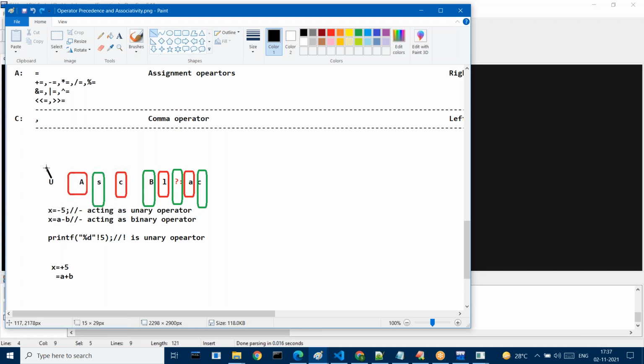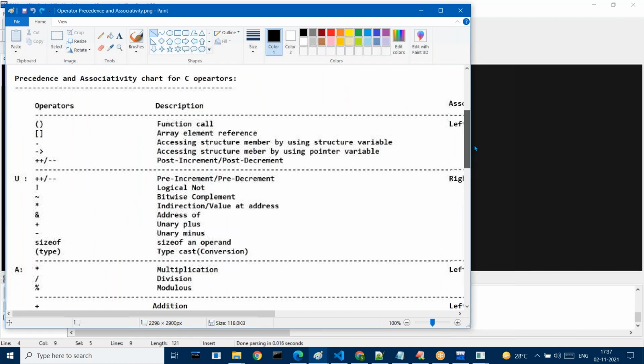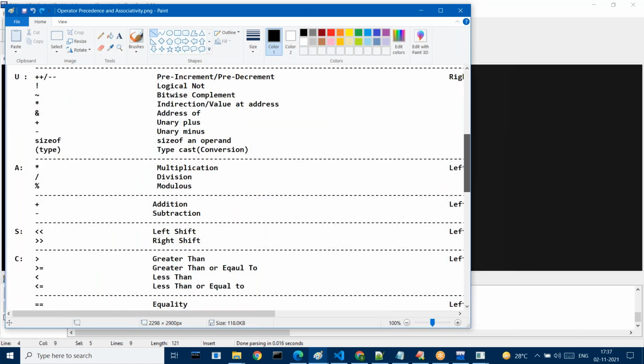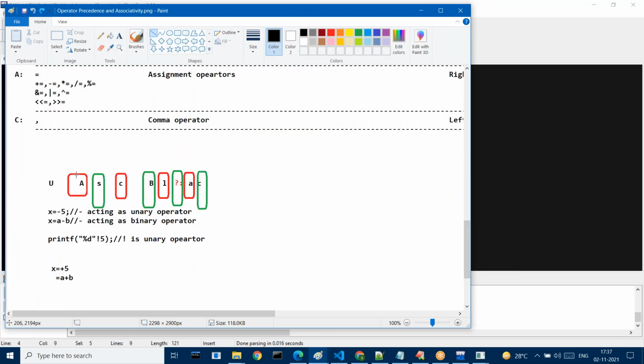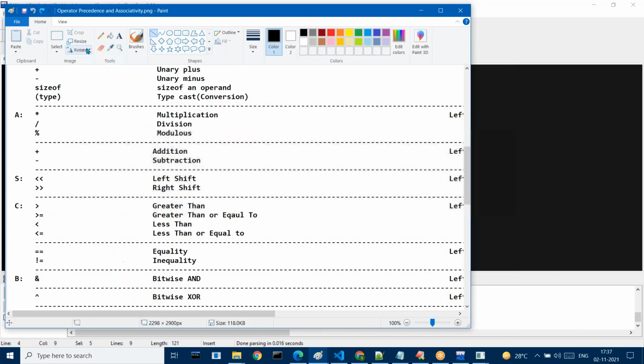What is this U? Unary operator. What are the unary operators? We already practiced: pre-increment, pre-decrement, logical not, bitwise complement, address of operator, unary plus minus, sizeof, typecasting. That's for unary. A for arithmetic operator. From your childhood you know that multiplication, division, modular division have high precedence compared to plus and minus. In the table these two parts come just by remembering that.